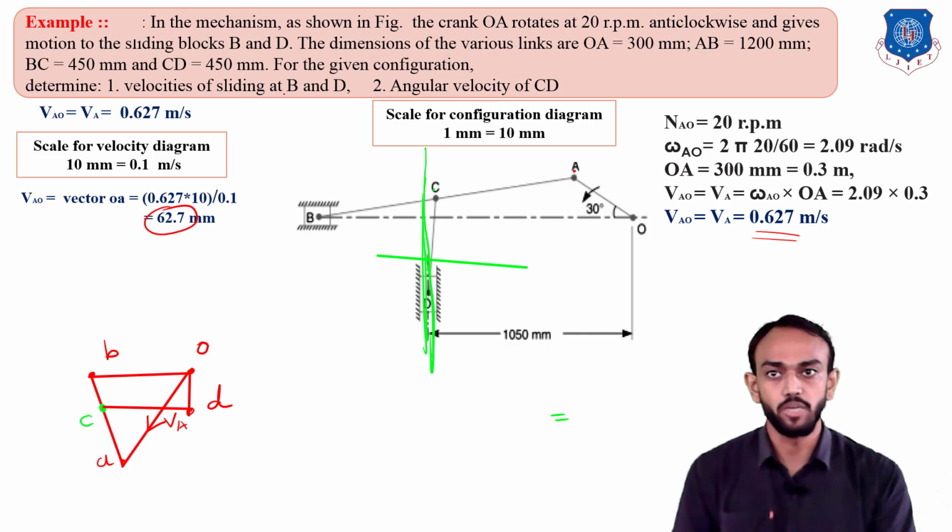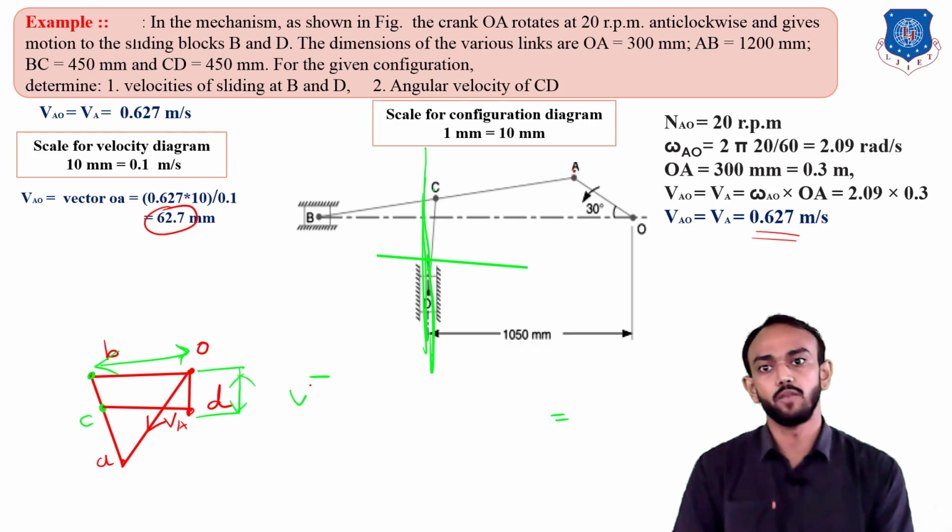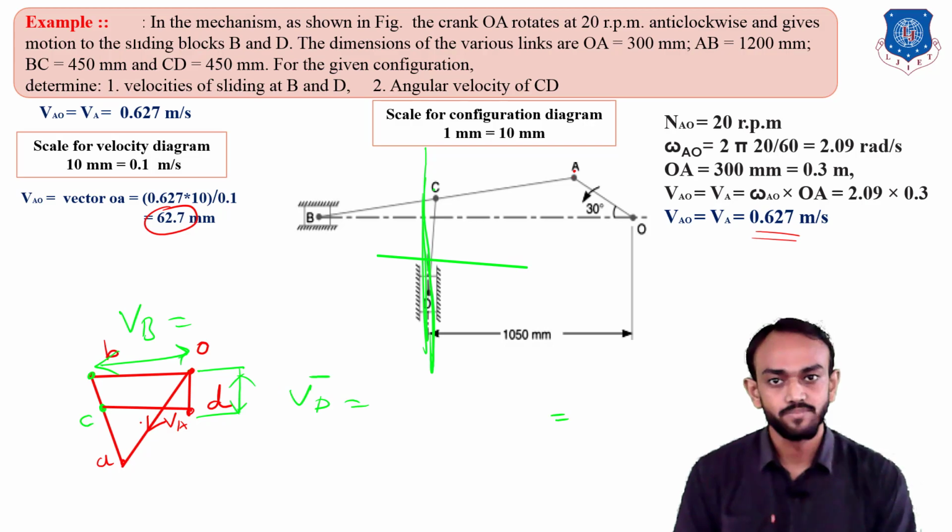You need the velocity of B and D. So velocity of B means this point, measure this distance from O to B, and you will find the velocity of B. And if you measure this distance O to D, you will find the velocity of D here. Okay? Thank you.